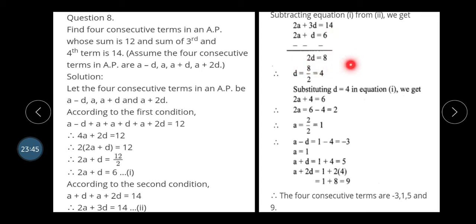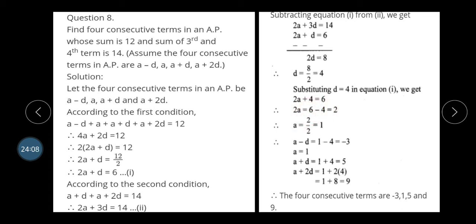So 2D is equal to 8. D equals 8 upon 2, which is 4. So we got the value of D as 4. Now we will be substituting this D as 4 in equation 1. Students, you can substitute in any equation. So I am substituting here in equation 1. 2A plus 4 is equal to 6.